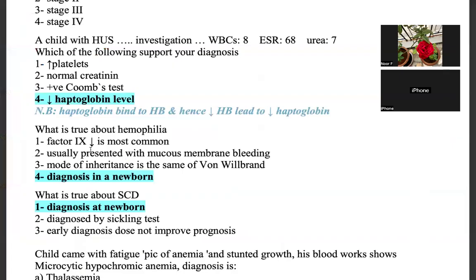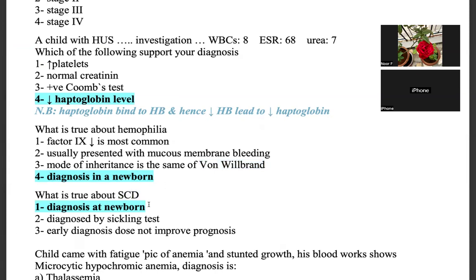The commonest hemophilia is factor 8 deficiency. Hemophilia B is factor 9, but it is not the commonest. It usually presents with joint and muscle and brain, head bleeding. Mode of inheritance, no, it is X-linked recessive. Diagnosis in newborn, yes, I think it is more common.